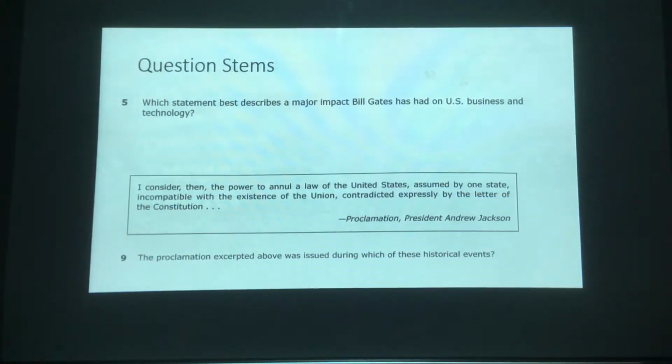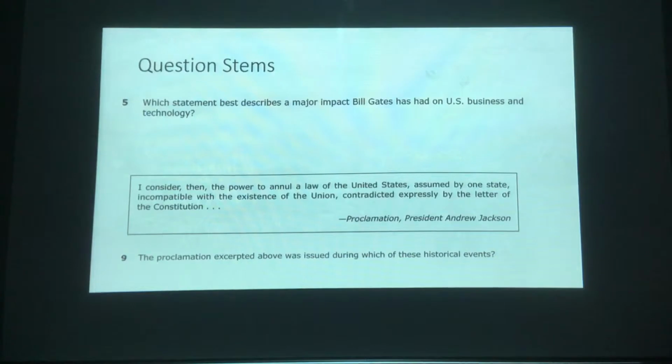And the correct answer here is D, to protect individual freedoms from the federal government. These are examples of question stems. The one that has 5 next to it: Which statement best describes a major impact that Bill Gates has had on U.S. business and technology?